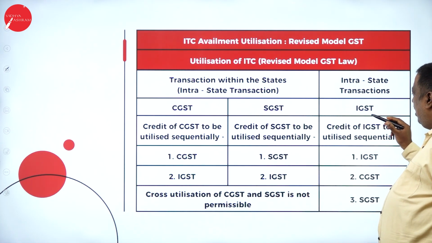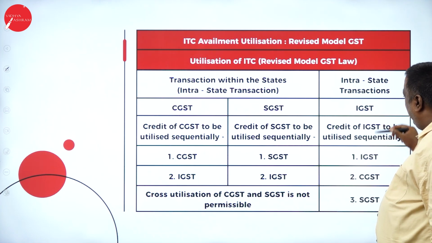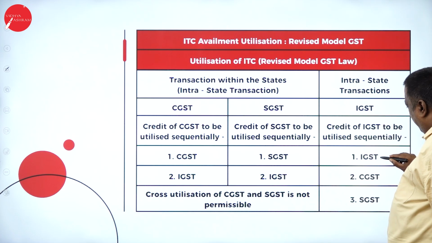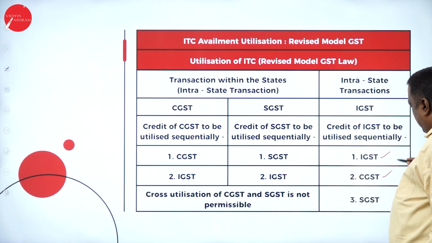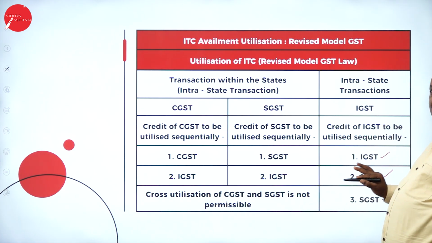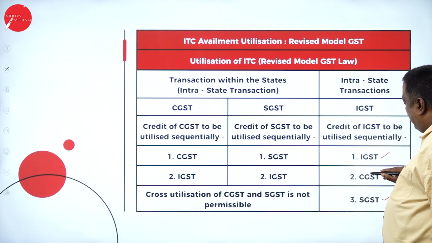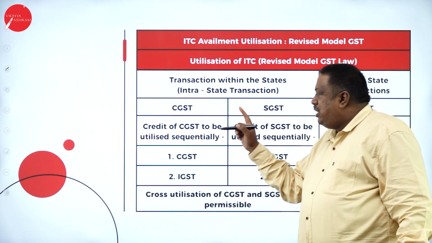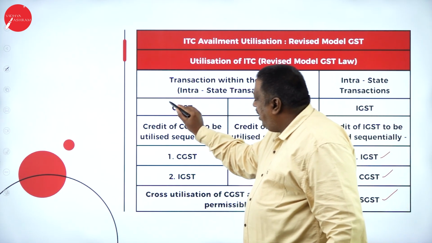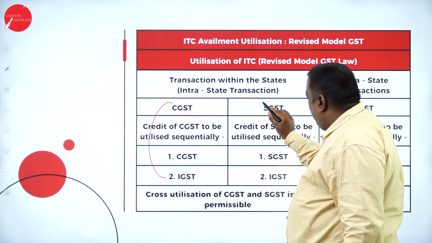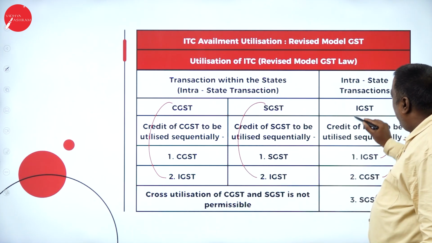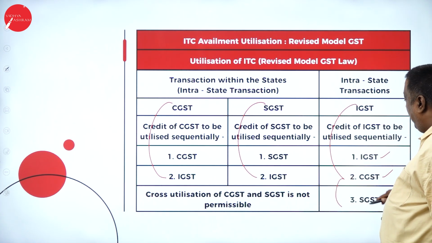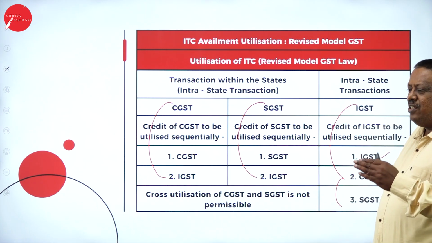But for IGST, the first benefit will be given to IGST only, and this can be made with CGST or SGST. The first preference is for IGST, second for CGST, and third for SGST. The amount can be set off with CGST and SGST for IGST. But the amount can be set off here: CGST with IGST, that's all. SGST with IGST, that's all. IGST can have both CGST and SGST, but it will be done based on the preferences.